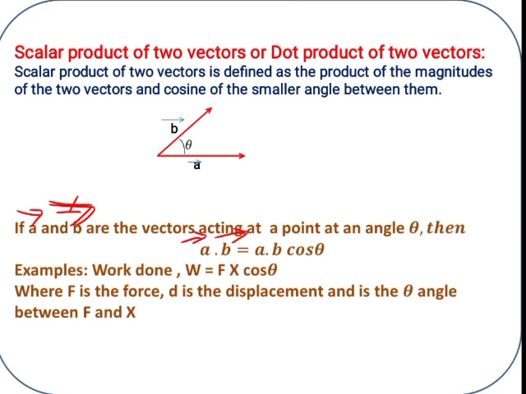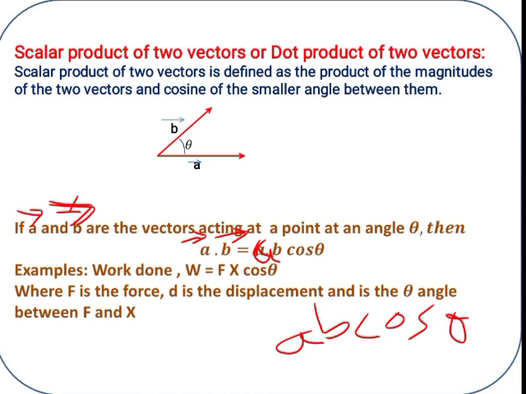If A and B are vectors acting at a point at an angle of theta, then A dot B is equal to AB cos theta. We have to remove that dot and write cos theta.